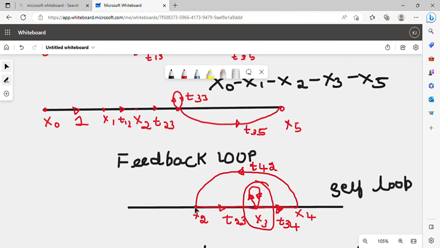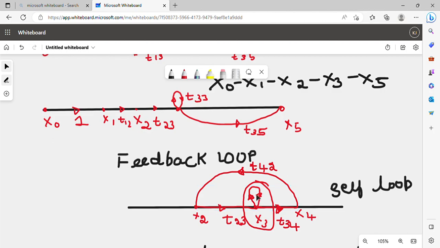See here, from x2 it is going to x3, from x3 it goes to x4, and from x4 it goes back to x2. It is originating from this particular node and terminating at the same node, and it travels through one or more nodes, but it does not trace any node twice. Is it tracing any node twice? No. See here, x2, x3, x4 and x2. It is tracing each node only once.